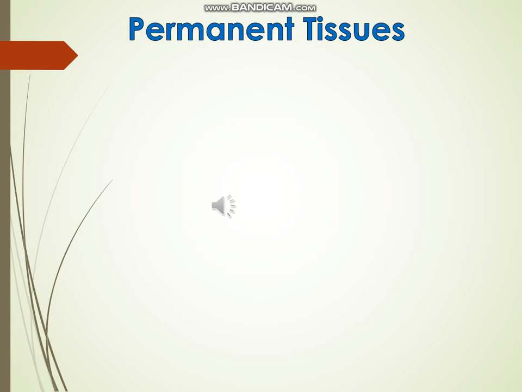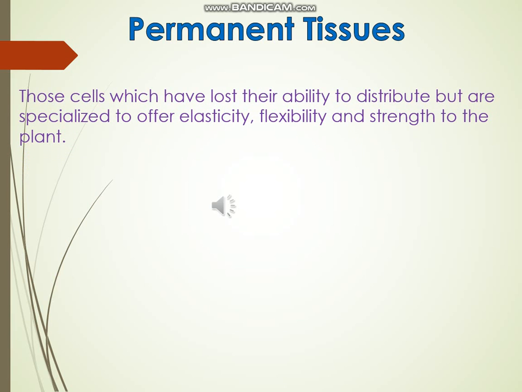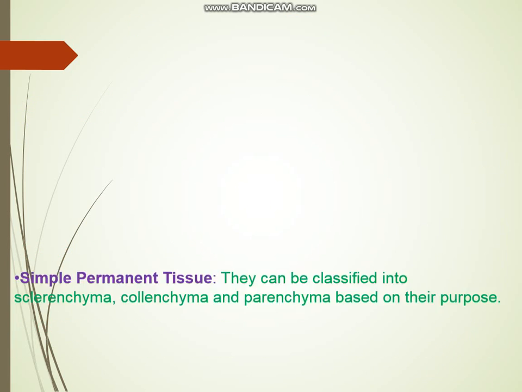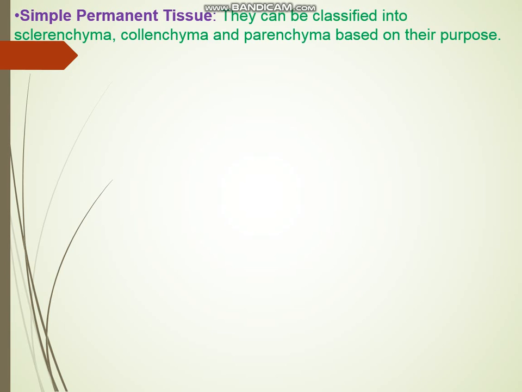Next one is permanent tissue. Those cells which have lost their ability to divide but are specialized to offer elasticity, flexibility and strength to the plants. These tissues can be additionally categorized into simple permanent tissue and complex permanent tissue. Let's see these tissues in some detail. First one is simple permanent tissue. They can be classified into sclerenchyma, collenchyma and parenchyma based on their purposes.